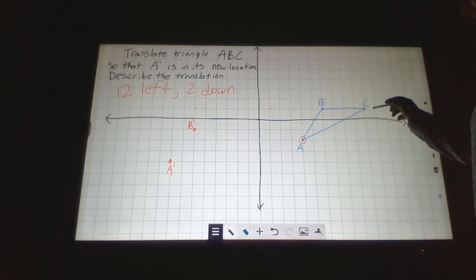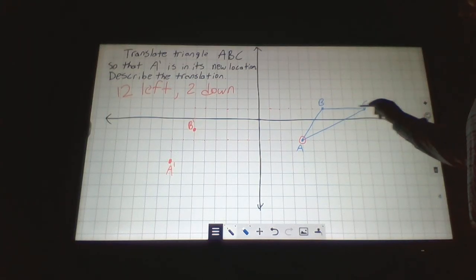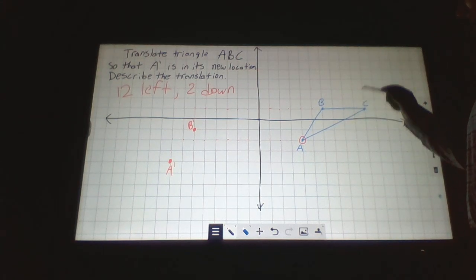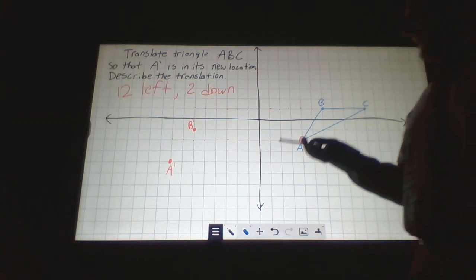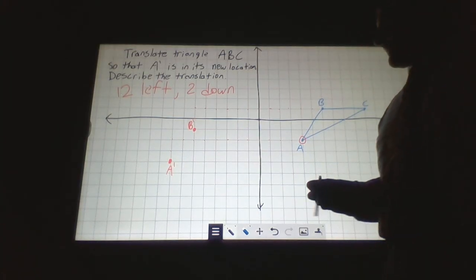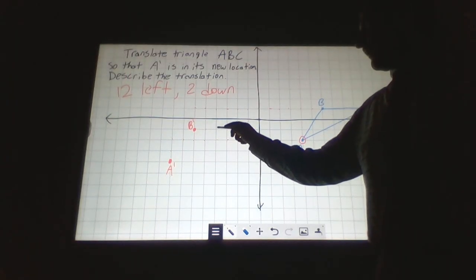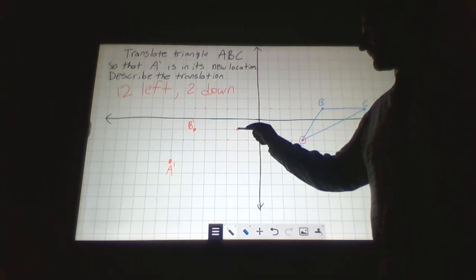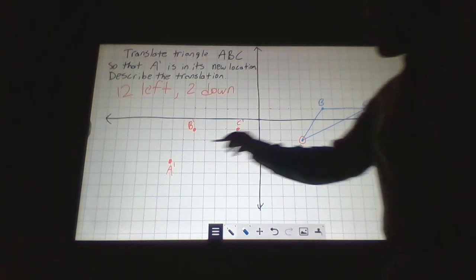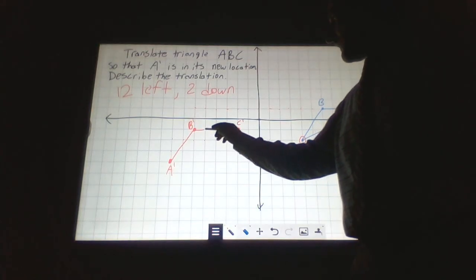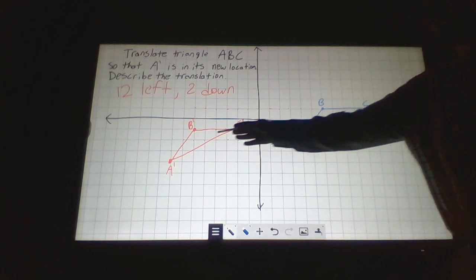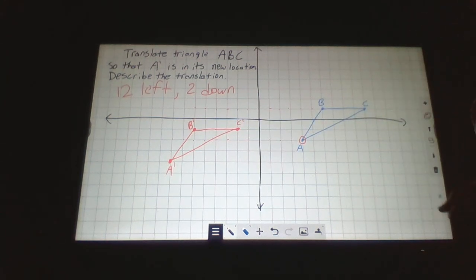If I don't want to calculate all that, I can just notice that B and C are just 4 units away from each other. C is 1, 2, 3, 4 units to the right of B. And since this is a rigid transformation, the shape's going to be the same. That means that I could just count 1, 2, 3, 4 to the right of B prime, and I'll find C prime. That's just a little shortcut. There you go. And the shape looks identical to the original, just in a new location.